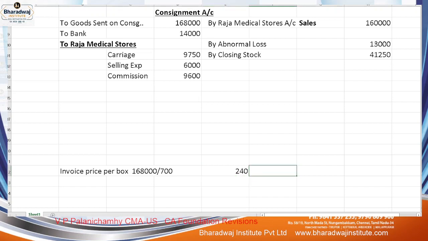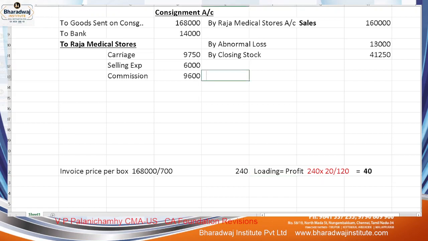240. This is at invoice price. So the loading or profit will be 240 into 20 by 120. 240 units into 20 by 120, you will get the loading or profit element. How much? 40 rupees is the profit element.